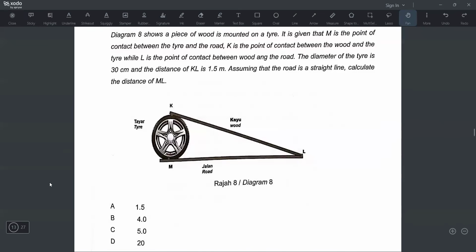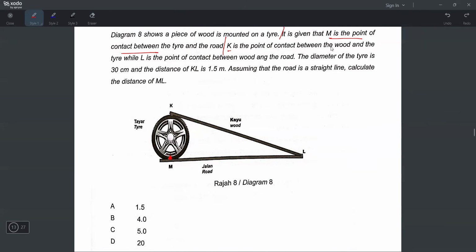Okay, 21. Diagram 8 shows a piece of wood is mounted on a tire. So I think it's talking about this wood. So it's like sitting on the tire. It is given that M is the point of contact between tire and the road. M, where's M? This is M. Is a point of contact between tire and the road. Oh, this is a road, okay.